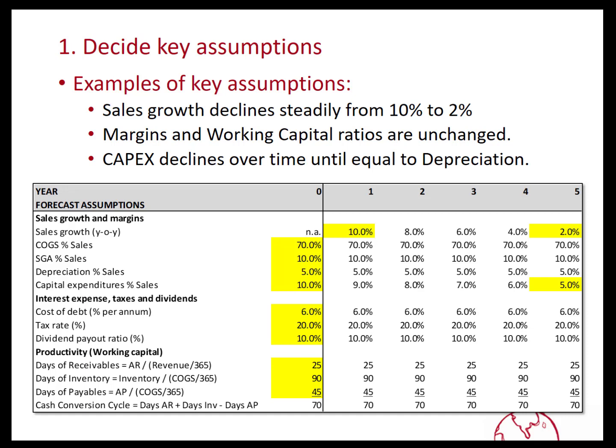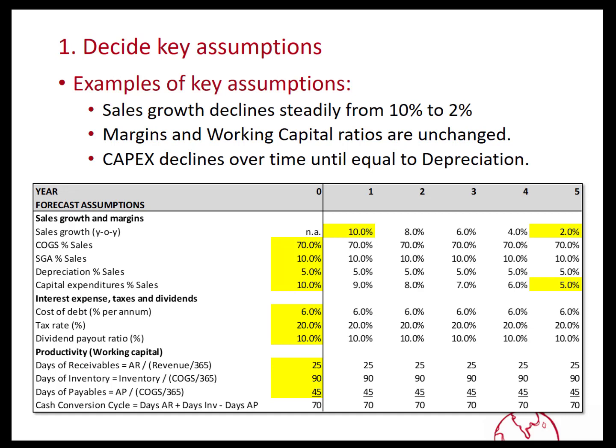Here we see the assumptions. We have assumptions under 3 categories: sales, growth, and margins, interest expense, taxes, and dividends, and productivity or working capital accounts. You can see that we're going to have sales growth starting in the first year of 10%, declining in a steady line to 2% by year 5. COGS is always going to be 70% of sales, and we could vary this, but for these purposes we're going to keep it flat. And SG&A here is going to be 10%.